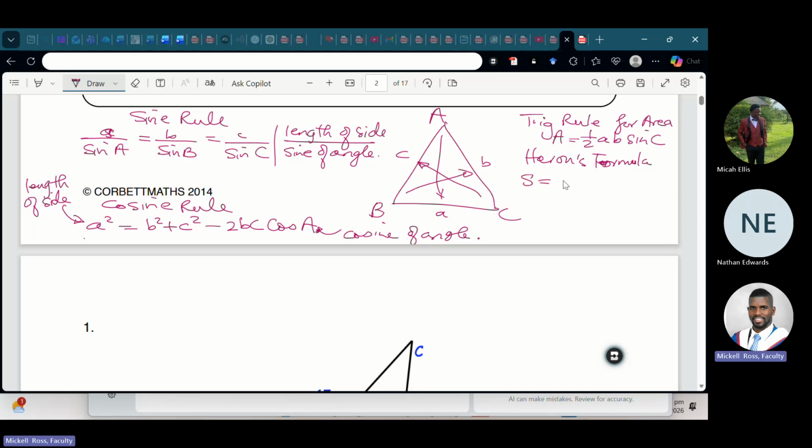So S is equal to A plus B plus C, all divided by 2. And then the area is equal to S, S minus A, S minus B, S minus C. So S is what we call the semi-perimeter.